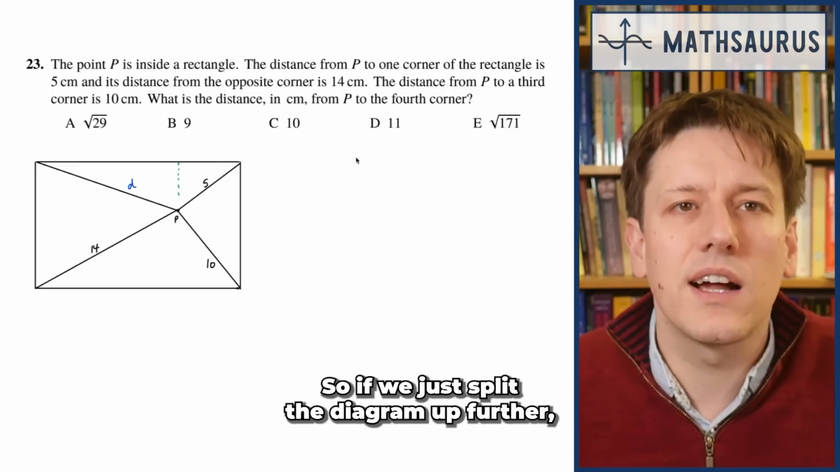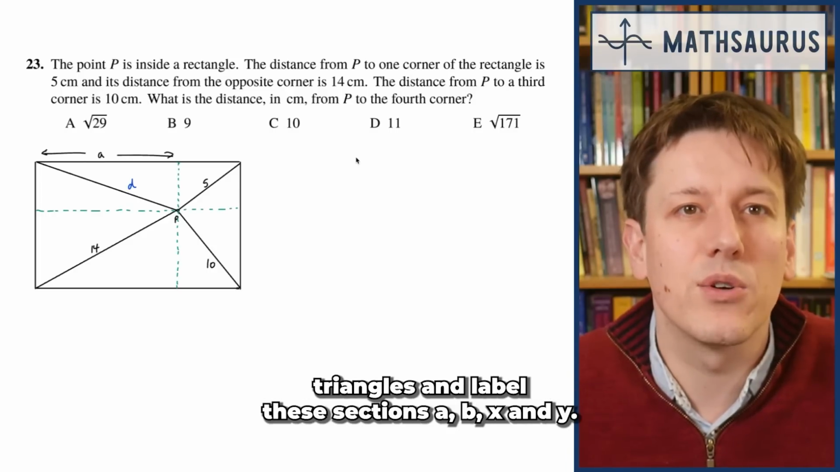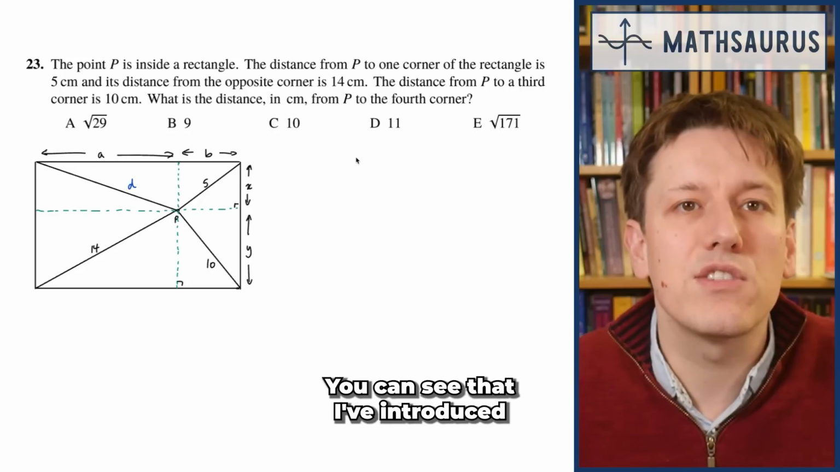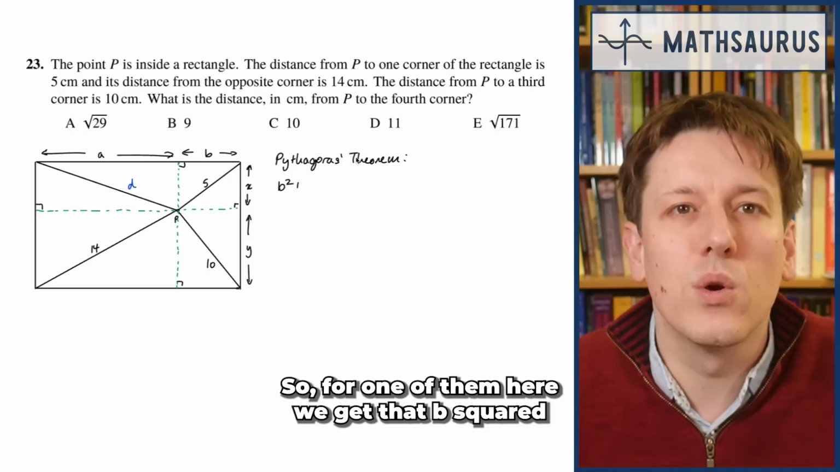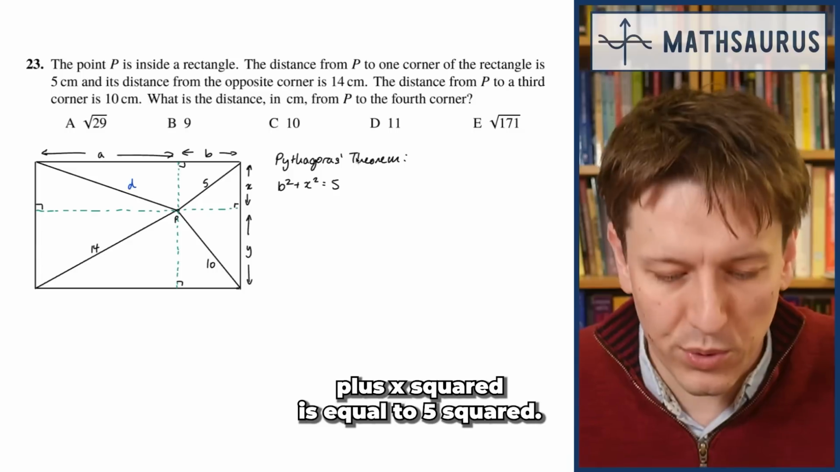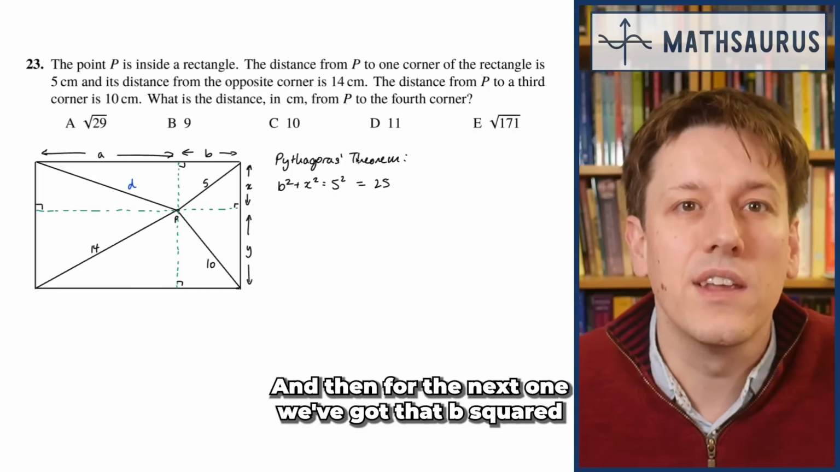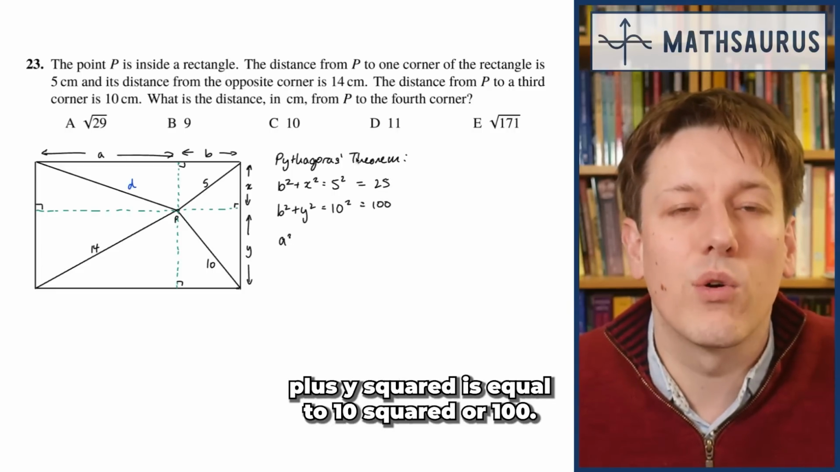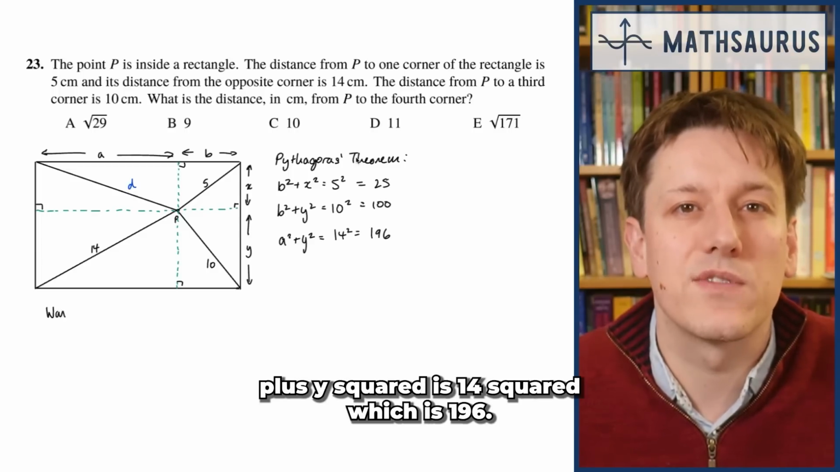So if we just split the diagram up further, let's draw dotted lines here to make some right angle triangles and label these sections A, B, X and Y. You can see that I've introduced lots of right angle triangles that I can apply Pythagoras theorem to. So for one of them here, we get that B squared plus X squared is equal to 5 squared. That's the one that has hypotenuse 5, of course, and then for the next one, we've got that B squared plus Y squared is equal to 10 squared, or 100. And for the third one, for the 14 hypotenuse, we've got A squared plus Y squared is 14 squared, which is 196.